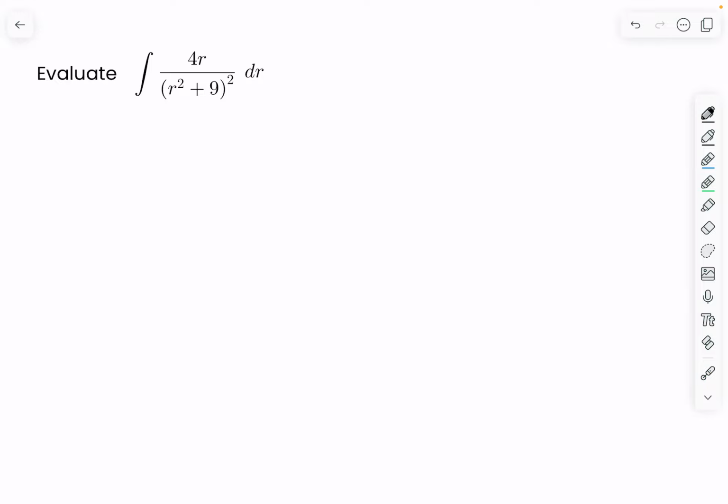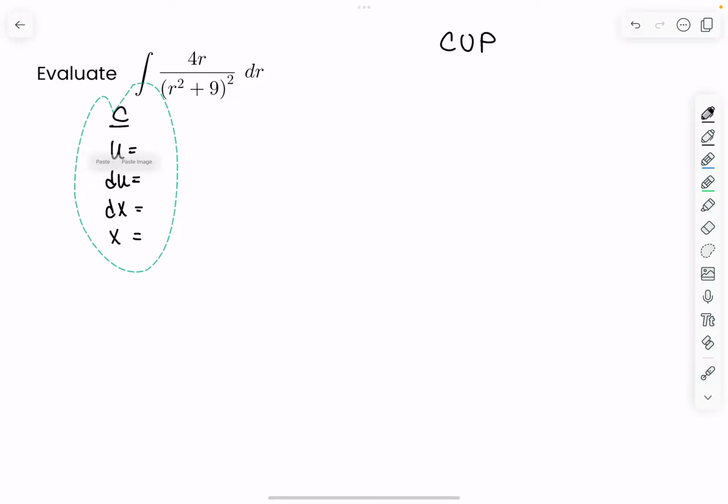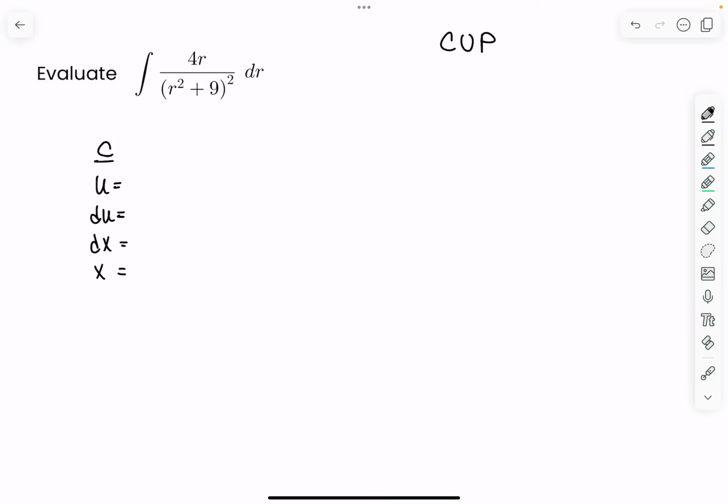So I came up with this little acronym for you guys. It's called CUP. C stands for what you care about, U stands for put everything in terms of u, and P stands for plug u back in at the end of the problem. So C is what I care about. This is everything that I actually might care about. I might not need everything. And by everything, I mean I might just not need this part, but everything else you're going to need.